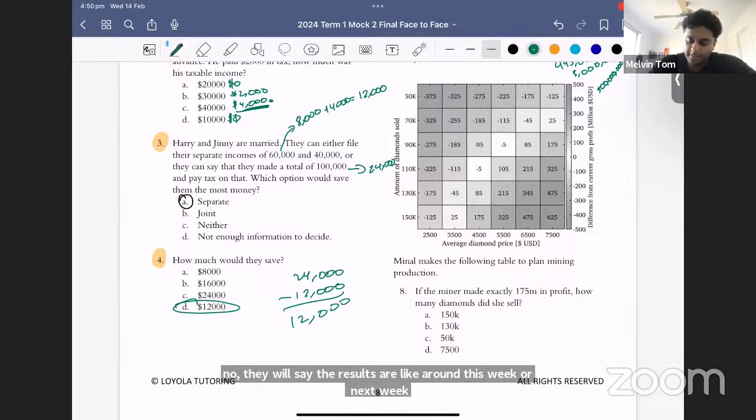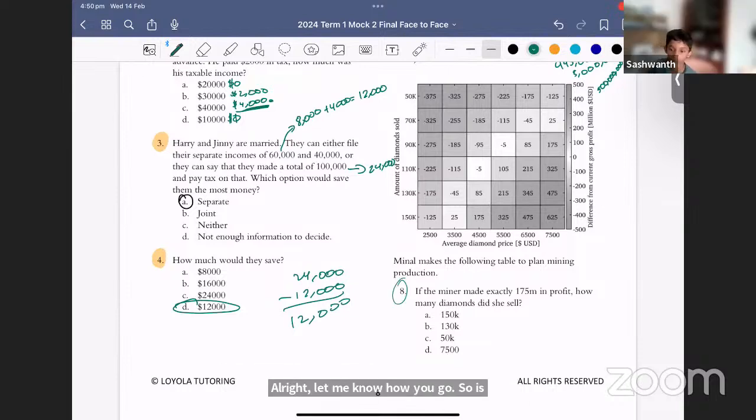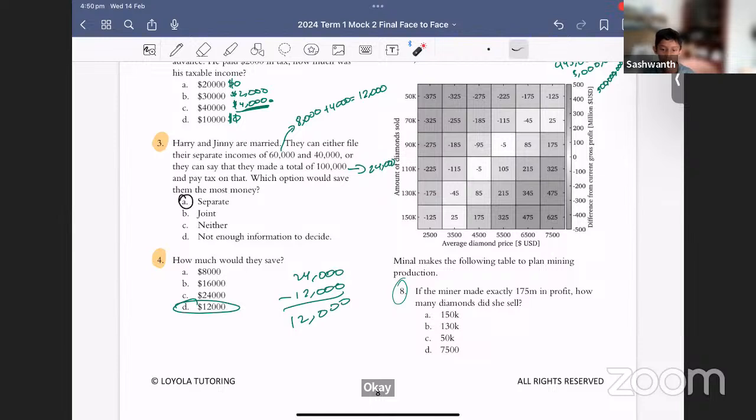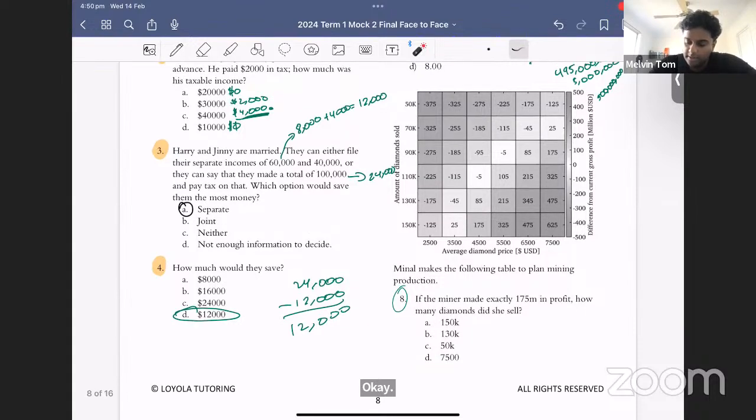Okay, is it question number 8? Yeah. All right. So the question says, if the miner made exactly $175 million of profit, how many diamonds did the miner sell? So, Shashwat, in which 2 places do we make $175 million of profit?